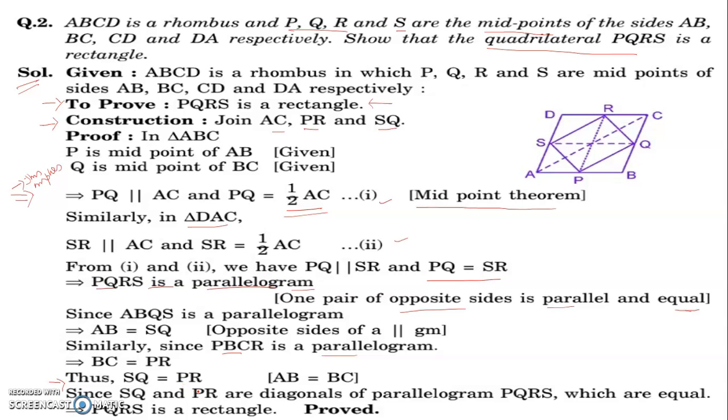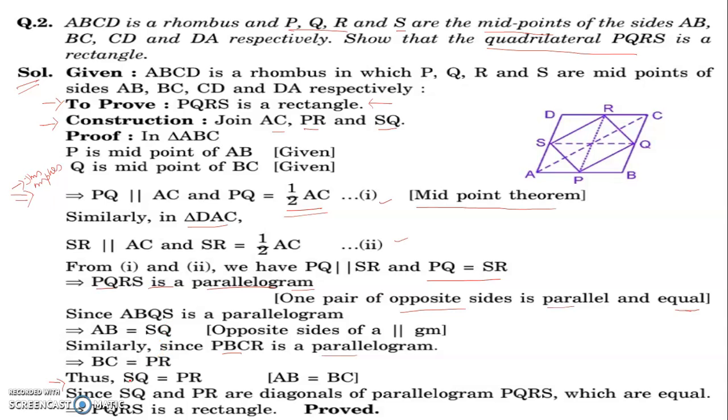SQ is equal to PR because AB is equal to BC. Are you following, students? AB is equal to BC, therefore SQ is equal to PR. See here, AB is equal to SQ and BC is equal to PR. Now when AB is equal to BC, this means SQ is equal to PR.